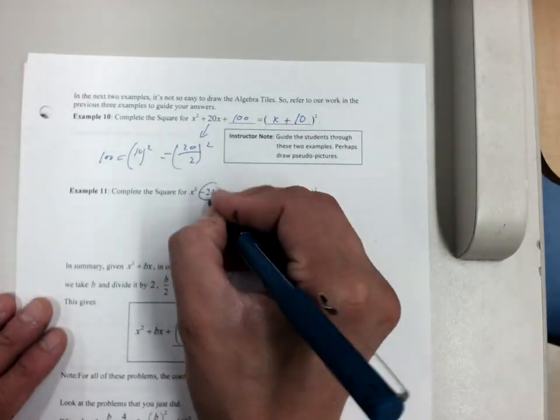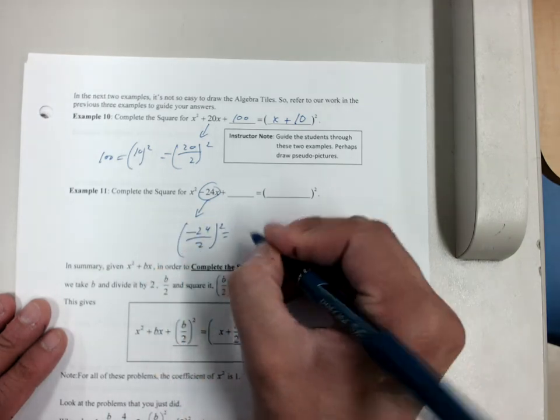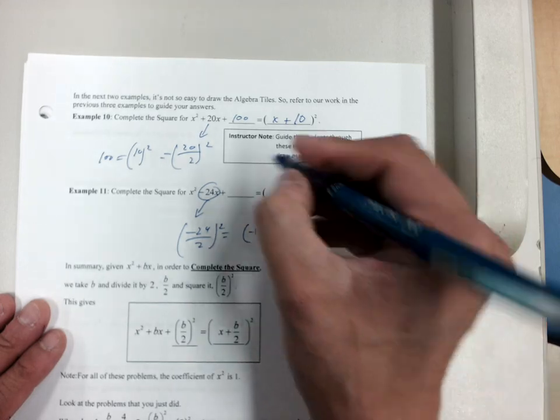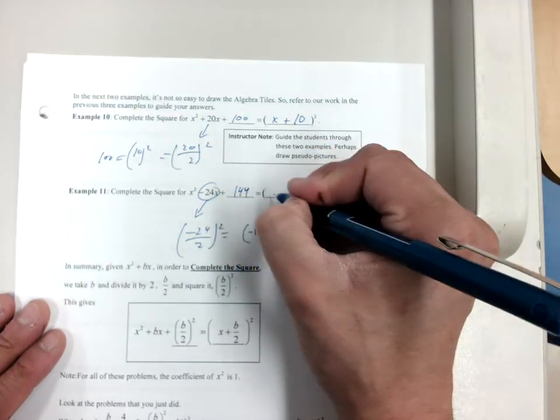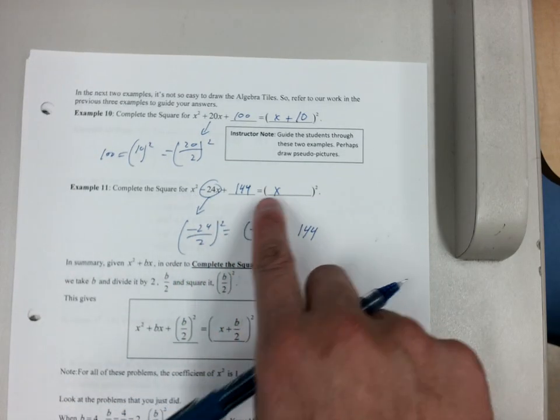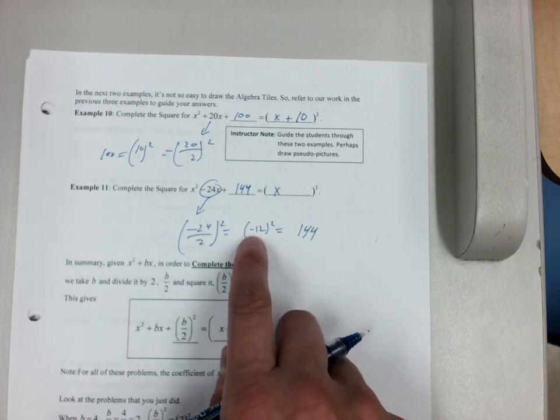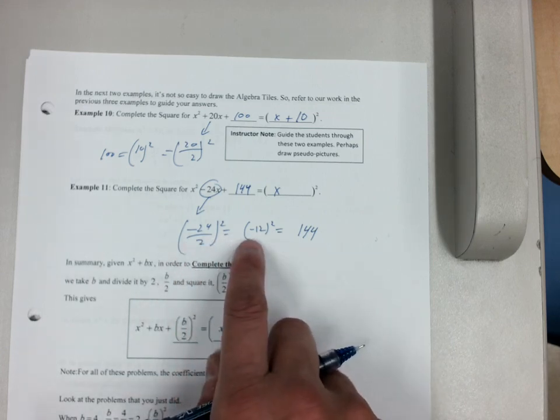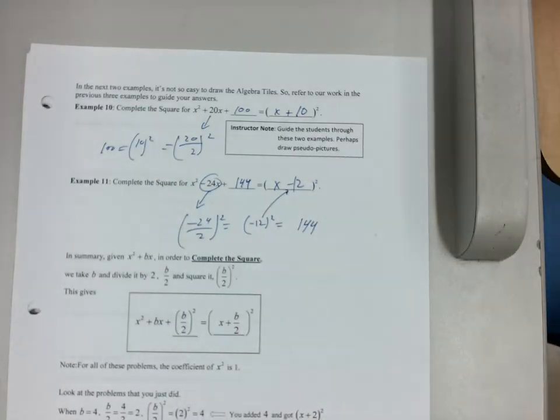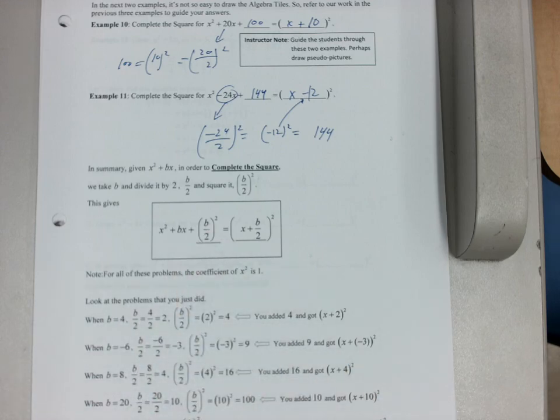Same thing here. We go negative 24 divided by 2, we square it, and we get negative 12 squared, which is 144, so we put 144 here, and that gives me x. So there's a perfect square now. How do I write it as a perfect square? What did I take half of? What was half of b? It was negative 12. That's what goes in here. And this is exactly what it is. You take half of b and you square it, and that will give you the value of it.